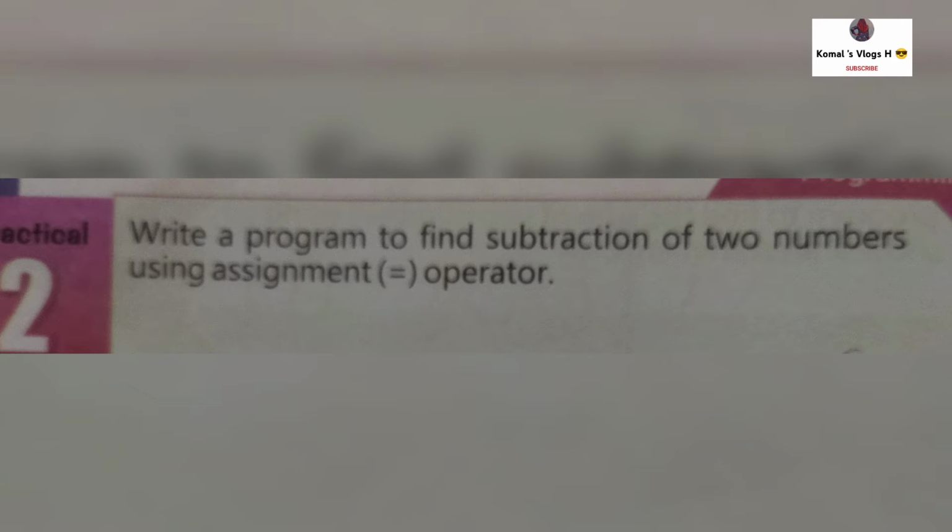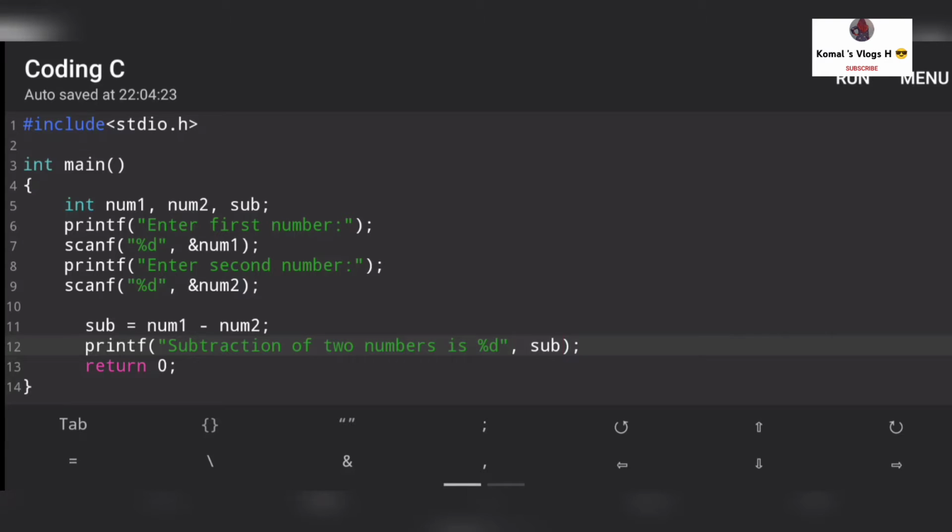Yes students, practical number 2 is: write a program to find the subtraction of two numbers using the assignment operator. It is not compulsory to use printf and scanf here, but we are following the same process as in the previous program. I have initialized two numbers, num1 and num2. You can also rename the variables like a, b, or x, y, or write number1 fully. For subtraction I have used the variable name sub, and by printf and scanf I have initialized num1 and num2.